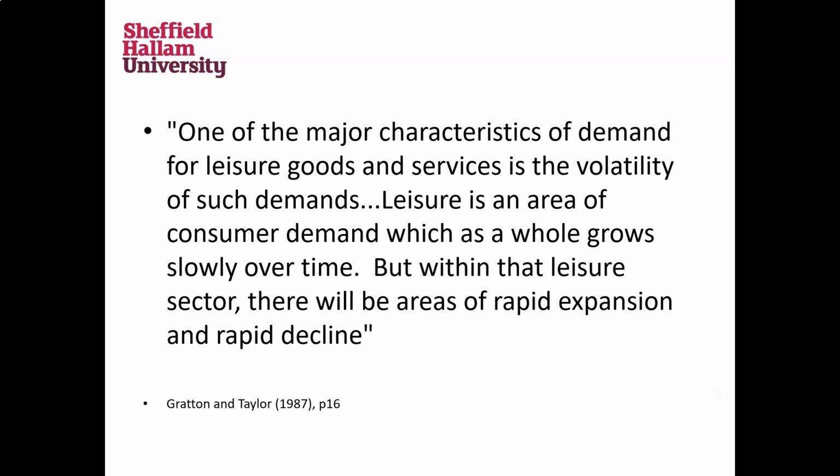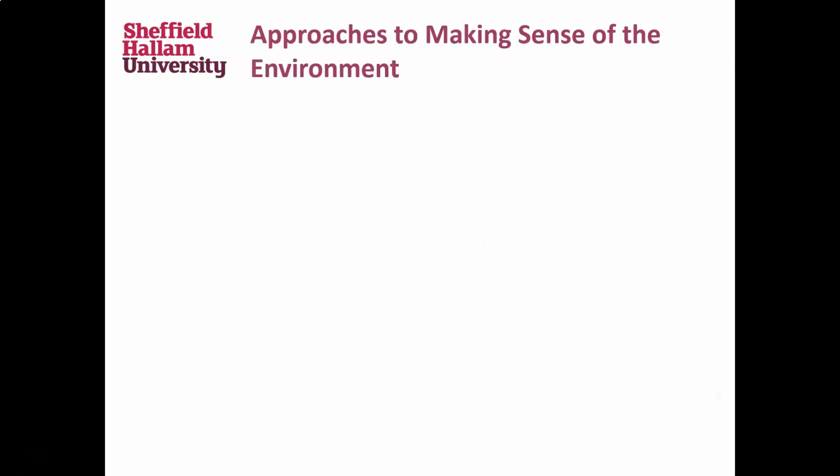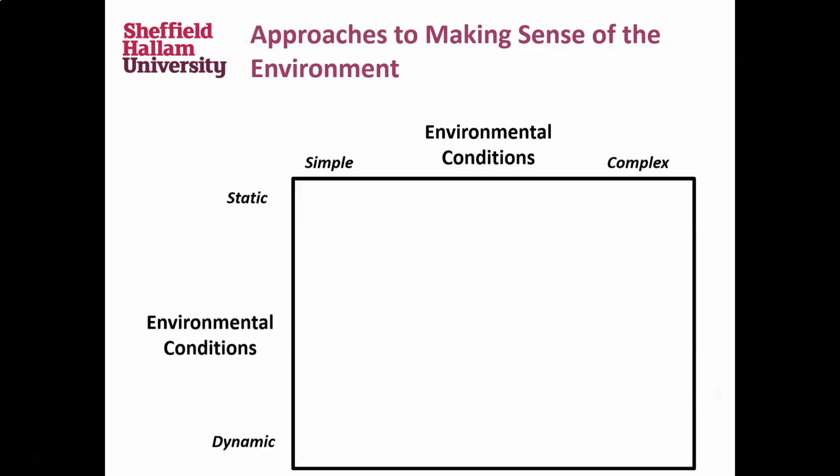But within that leisure sector, within that overall growth, there will be areas of rapid expansion and rapid decline, as we saw in that slide we looked at last week with the decline in swimming and the growth in yoga and keep fit. Okay, so what we're really saying then is that the environment for sport and leisure and culture generally is fairly dynamic and difficult to predict, and it can be affected by lots and lots of different factors.